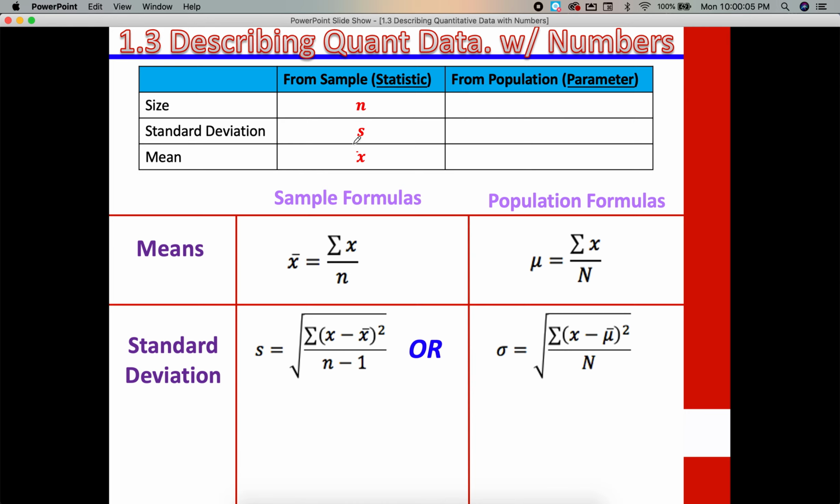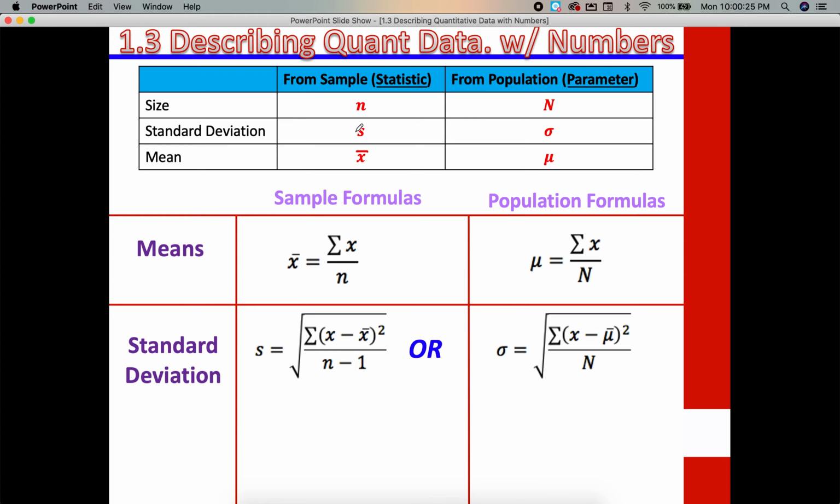This is true with the size and the standard deviation as well. I don't know why that bar didn't get fleshed out, but the sample size is lowercase n. The sample standard deviation is lowercase s, and the mean is x bar. If I talk about these things in terms of the population, I either get capital or I start using mu.